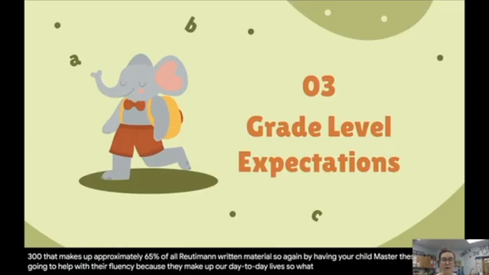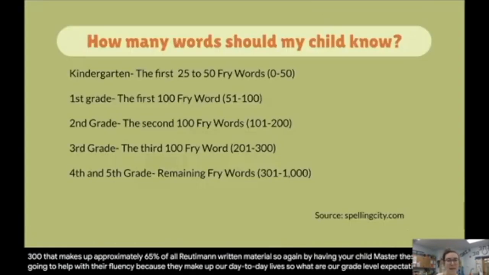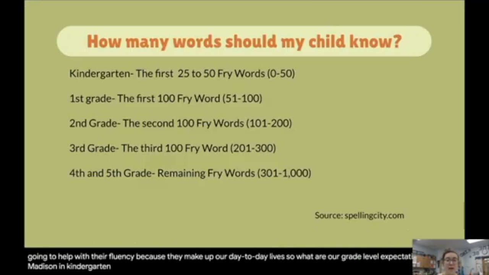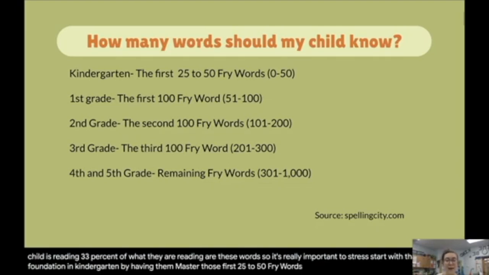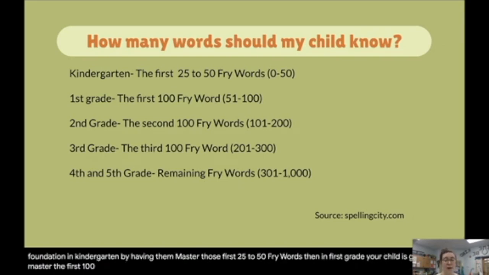So what are our grade level expectations here at Madison? In kindergarten, your child should master the first 25 to the first 50 sight words. So remember, that's already when your child is reading, 33% of what they are reading are these words. So it's really important to start with that strong foundation in kindergarten by having them master those first 25 to 50 Fry words.